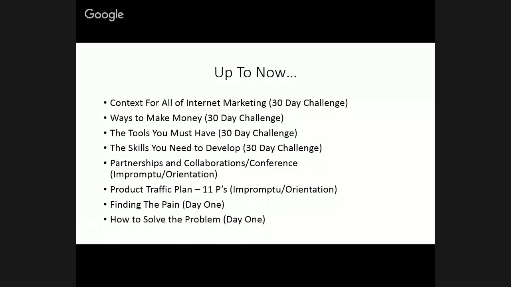Now, we talked about making sure that you figure out how you are going to solve the problem. You're going to design an information product. You're going to tell them how to solve it. Are you going to give them a software solution? Are you going to create a service and do it for them? It doesn't really matter. You want to make sure first you find the pain and then you figure out how to solve the problem so that you give them confidence that you can solve it. Okay, so that's where we are up until this point.